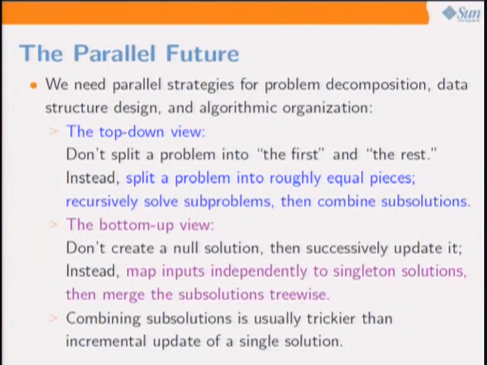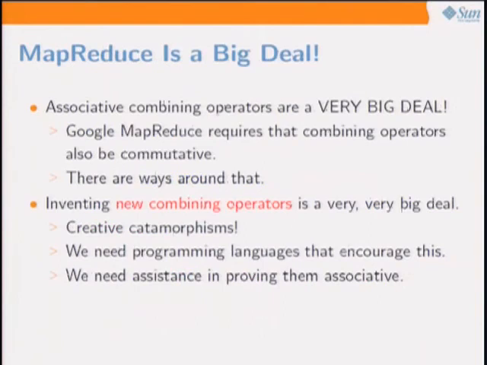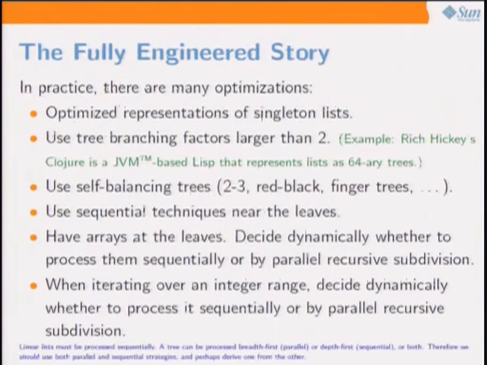Combining subsolutions is usually trickier than incremental update of a single solution. The programming is actually a little bit harder, but in exchange you get this parallelism benefit. MapReduce is a big deal. Catamorphism is a big deal. I think that language support for helping users to define their own associative combining operators and making sure that they are associative is going to be an important idea in language definition going forward.